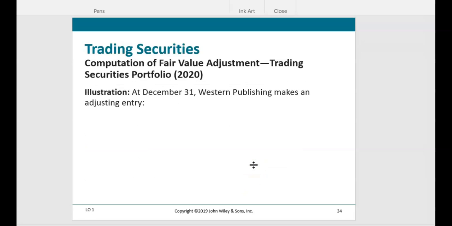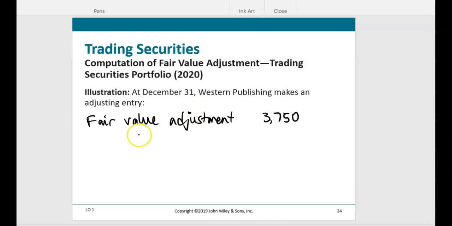At December 31st, Western Publishing Company makes an adjusting entry. So we want to increase the fair value, so we're going to debit the account fair value adjustment $3,750, and we're going to credit to increase unrealized holding gains and losses, income or net income. So when we credit net income, we are increasing net income, which is exactly what we want to do.